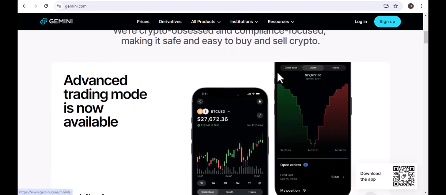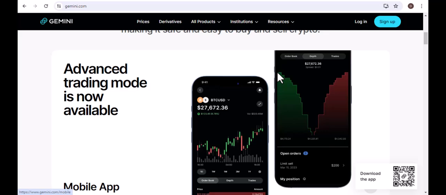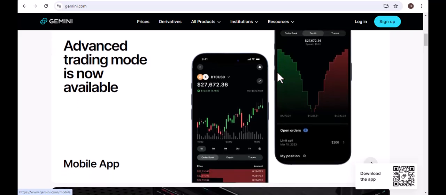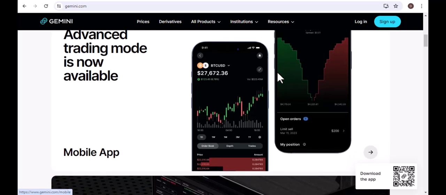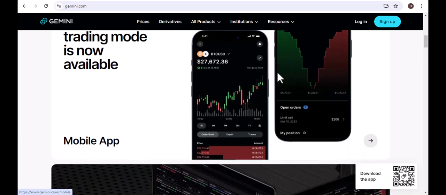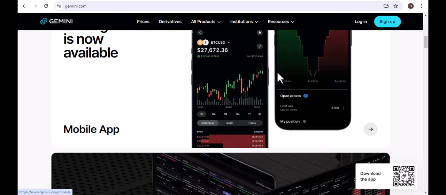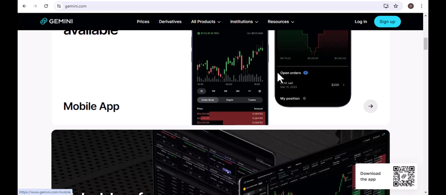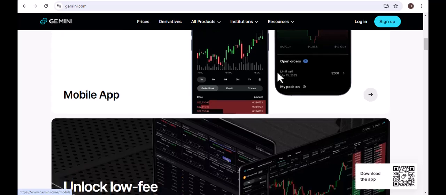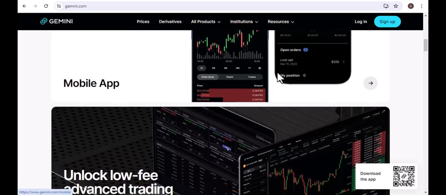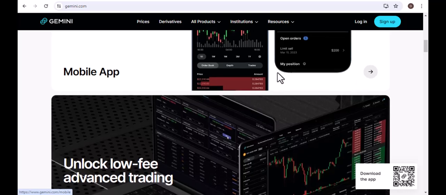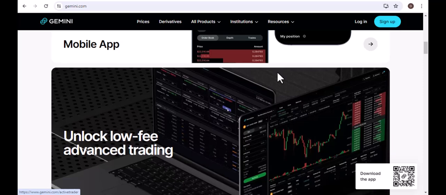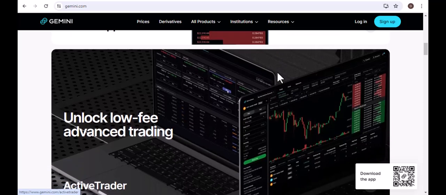So, what is cost basis, really? Imagine you buy one Bitcoin for $50,000. Your cost basis for that Bitcoin is $50,000. Now, let's say you sell it a year later for $70,000. Your capital gain is the difference between your sales price, $70,000, and your cost basis, $50,000, which is a $20,000 gain. This $20,000 is what the IRS will want to know about.